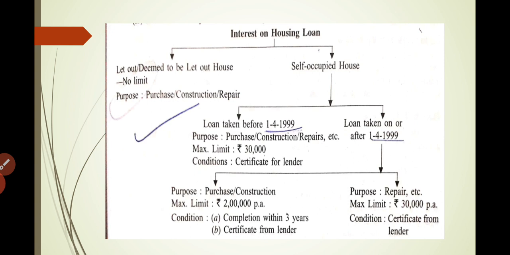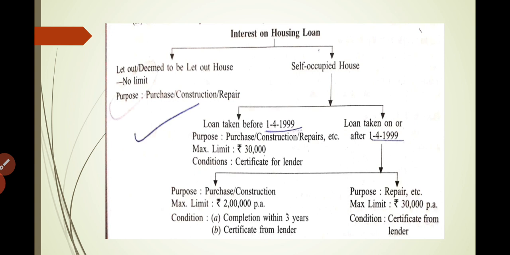In the case of self-occupied house, there are also two subdivisions, that is loan taken before 1/4/1999 and loan taken after 1/4/1999. In the case of loan taken before 1/4/1999, the maximum limit of deduction is 30,000. The purpose of loan is purchase, construction, repair of houses, etc. The maximum limit of deduction is 30,000 rupees. The condition is a certificate from the lender.